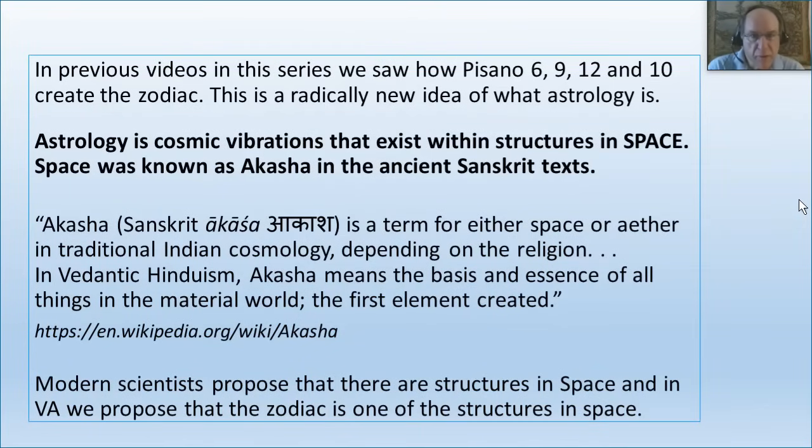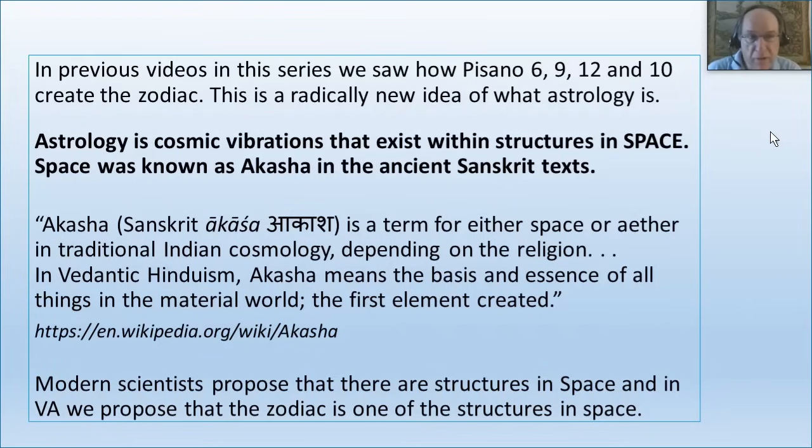So in the previous videos in this series, parts 1, 2, and 3, we saw how Pisano 6, Pisano 9, Pisano 12, and Pisano 10 create the zodiac, that these Pisano periods actually create the zodiac. And this is a radically new idea of what the zodiac is and how astrology works. So I have in bold here a definition of astrology, that astrology is cosmic vibrations that exist within structures in space. So there are vibrations, and the vibrations exist in something called space.